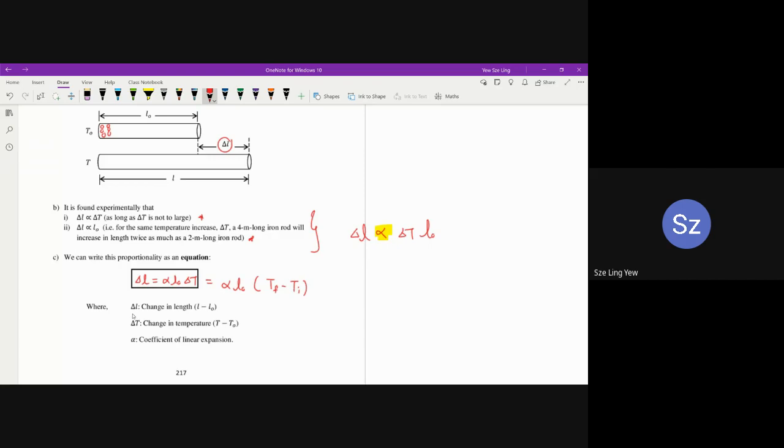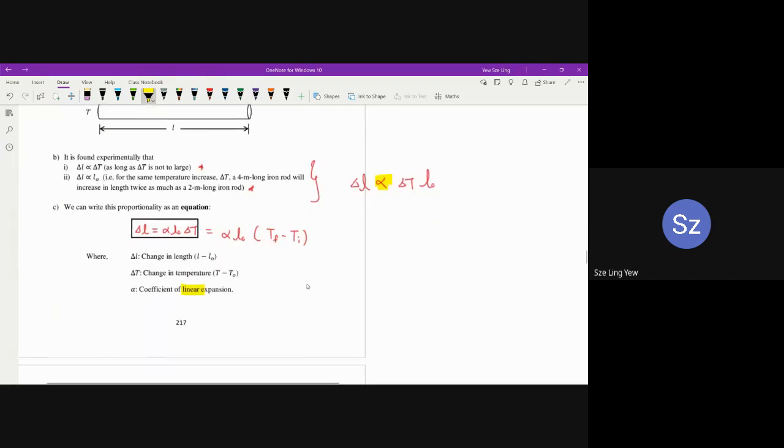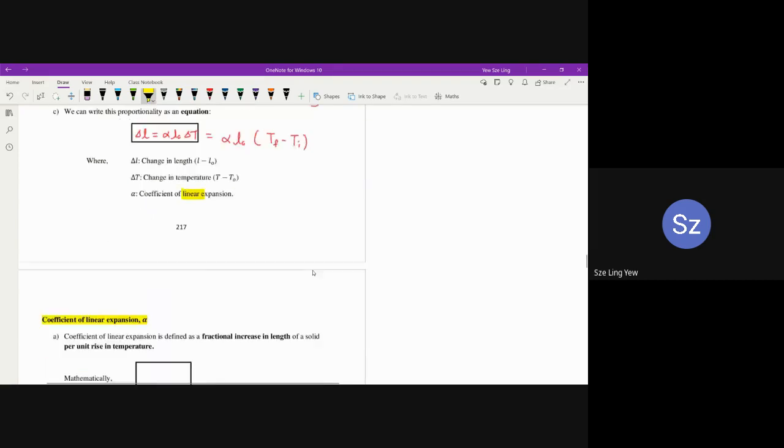Right? So delta L means the change in length, L final minus L initial. Delta T is the change in temperature, final T minus initial T. And alpha is the coefficient of linear expansion. So we will have three different coefficients, one for linear, one for volume, and one for area. So right now we are looking at linear expansion.